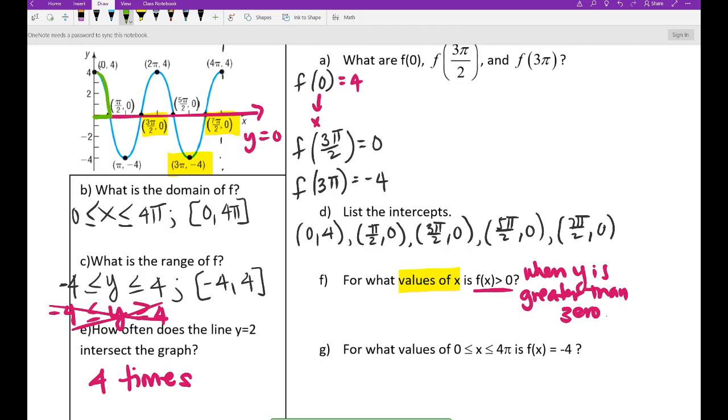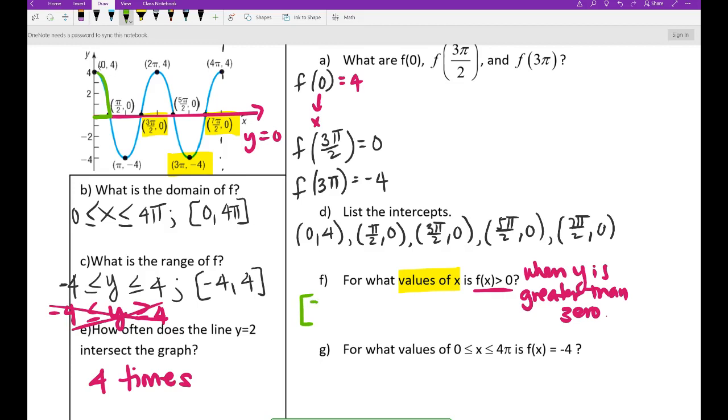When x is 0, what's the y value? 4. Is that y value greater than 0? Yes. So can I include that x location? Good. So I'm going to start with that first x location.